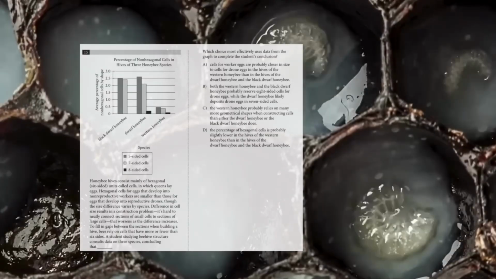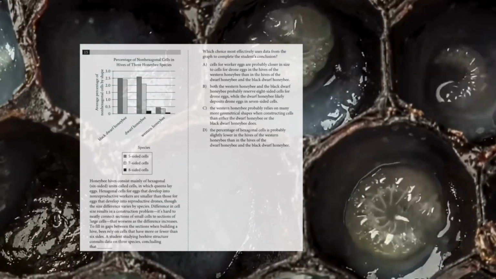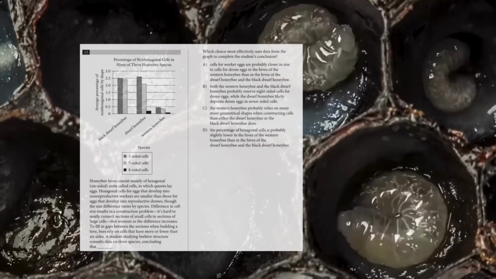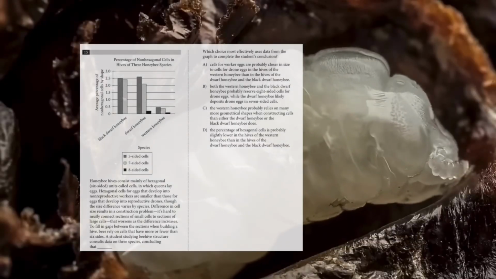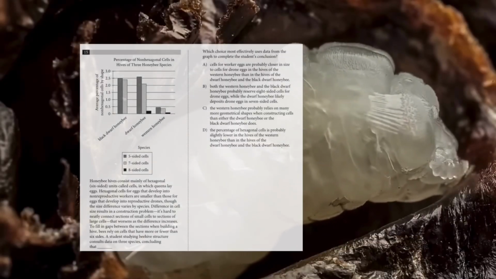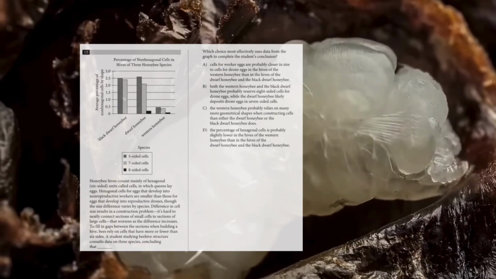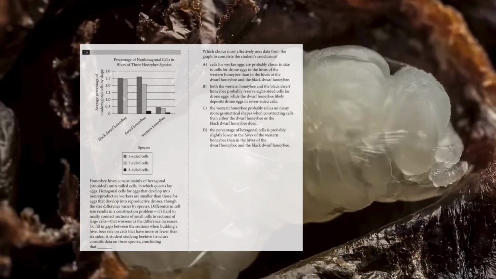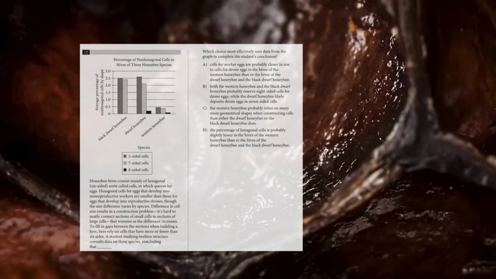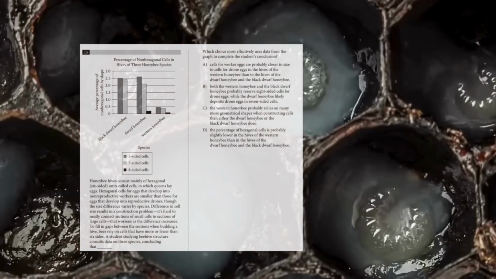Which choice most effectively uses data from the graph to complete the student's conclusion? A. Cells for worker eggs are probably closer in size to cells for drone eggs in the hives of the western honeybee than in the hives of the dwarf honeybee and the black dwarf honeybee does.